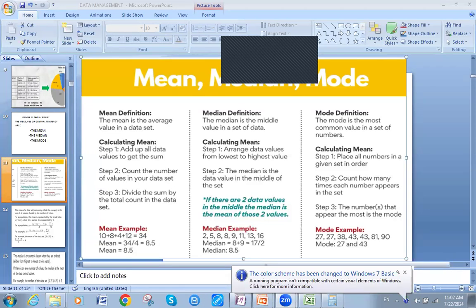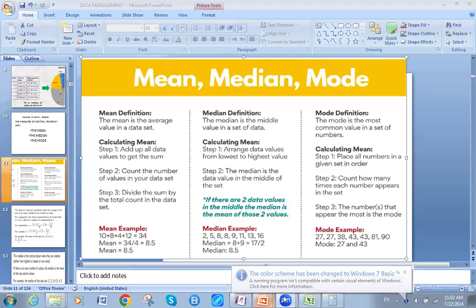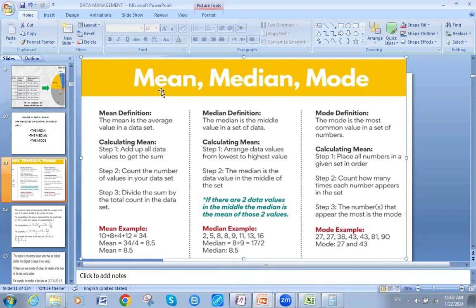We are here now for the mean, the median, and the mode, which are called central tendencies. Central tendency. So the first of all is the mean, or the average.